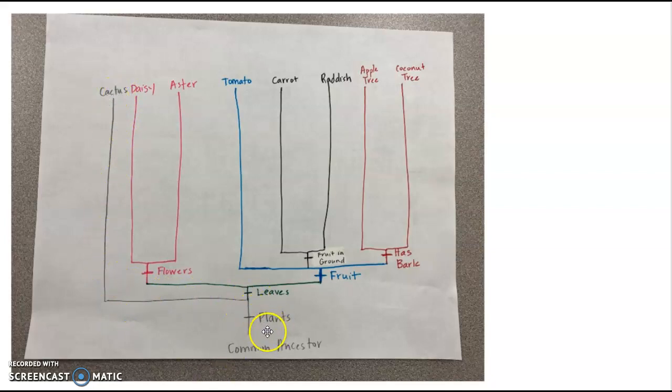But if I ask you what characteristic a carrot has, you have to go all the way through it. It's a plant that has leaves and fruit, and the fruit is in the ground. Any characteristic that is below it, any line, you know that it has that characteristic. Now, if I asked you which organism is probably the most closely related to the cactus, that would probably be the daisy or the aster because they do not have as many specific characteristics.